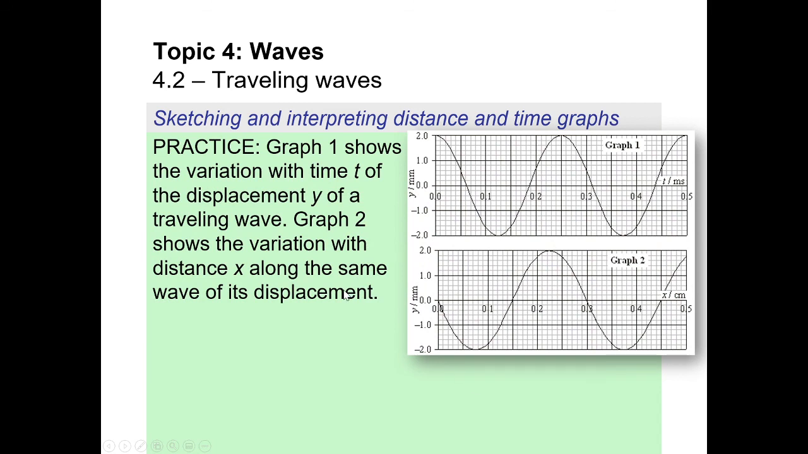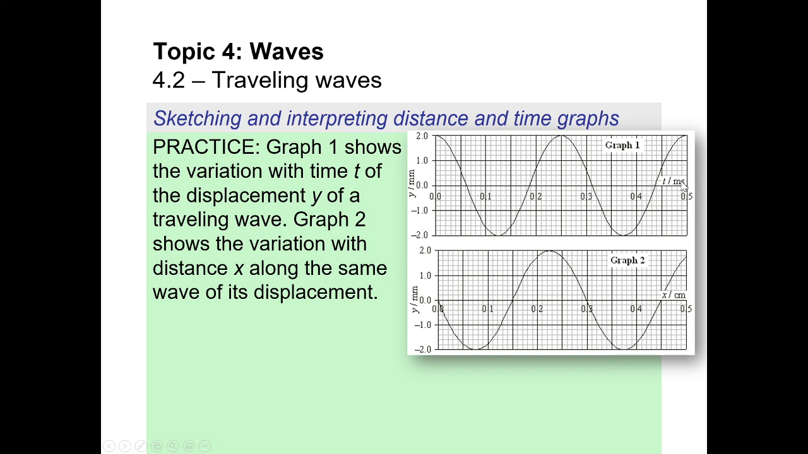Okay, practice. Graph 1 shows the variation with time of the displacement y of a traveling wave. Graph 2 shows the variation with distance x along the same wave of its displacement. Again, pay close attention to what the axes measure and their units. So we have y measured in millimeters for both. On the top graph, graph 1, time is measured in milliseconds.